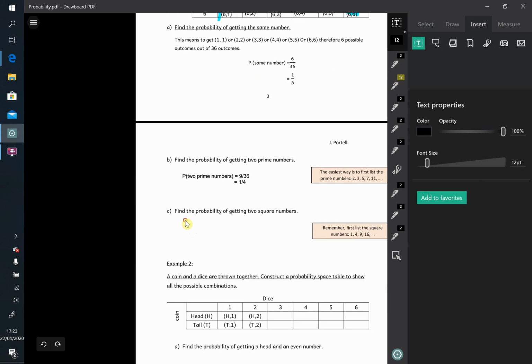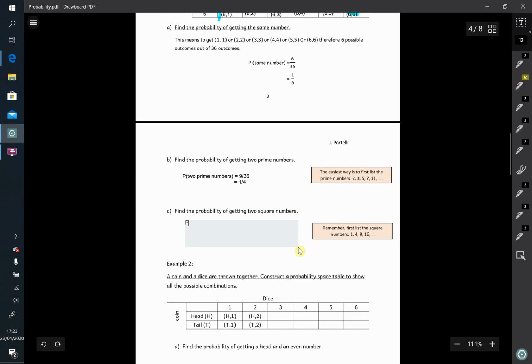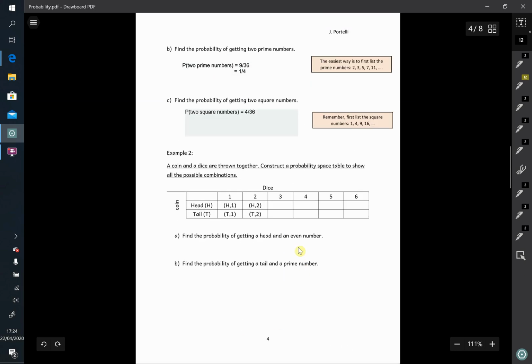So let's again insert. I have the probability of 2 square numbers, 4 all over 36. And what number goes into all of them? What number goes into the 4 and the 36? That is the number 4. So 4 all over 36 is 1 all over 9.